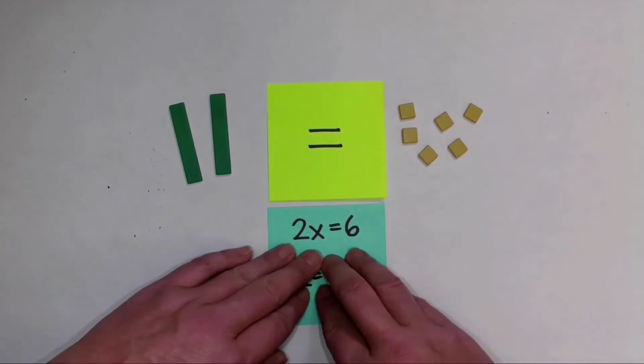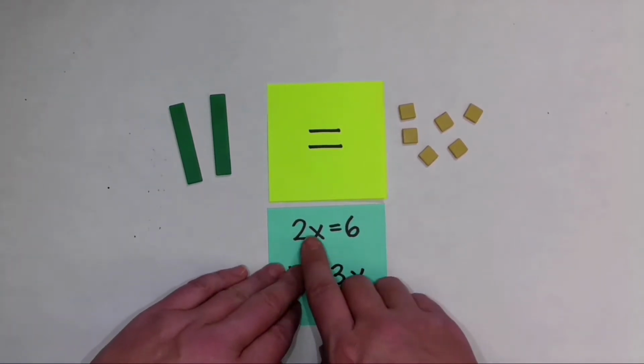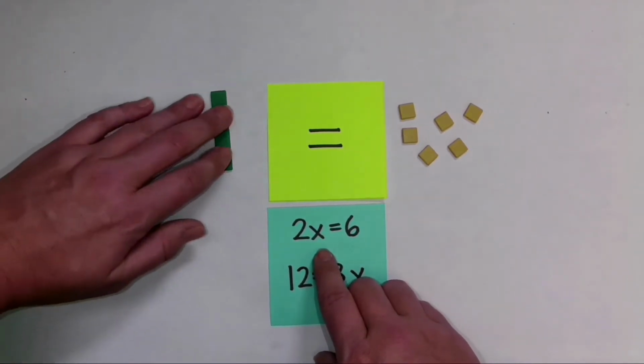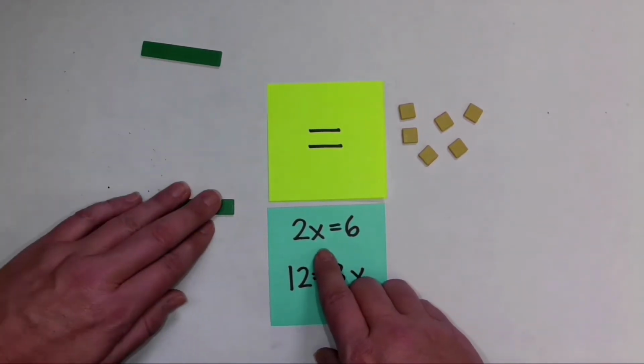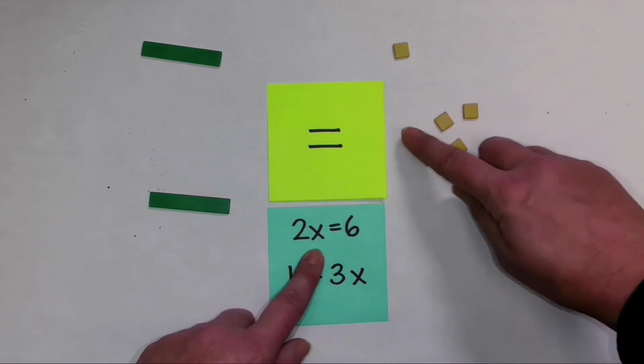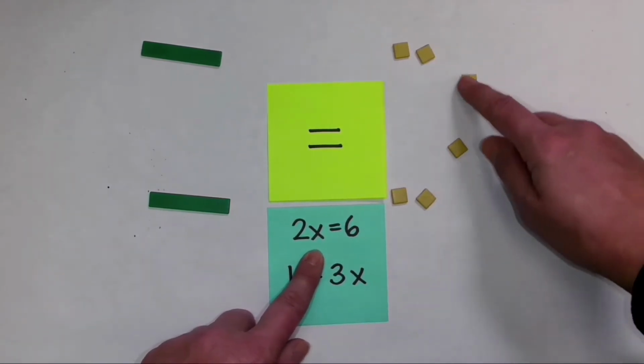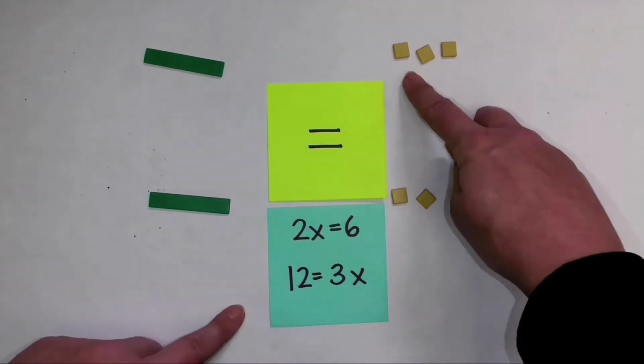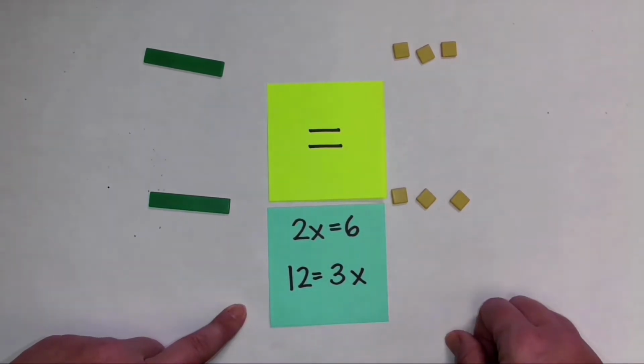Now there's nothing really super fancy that we have to do here, except we want to figure out the value of each x. So what I like to do is just show, okay, I'm going to make 2 groups of x, and I'm going to distribute my units into those 2 groups. So here I can see that each x has a value of positive 3.